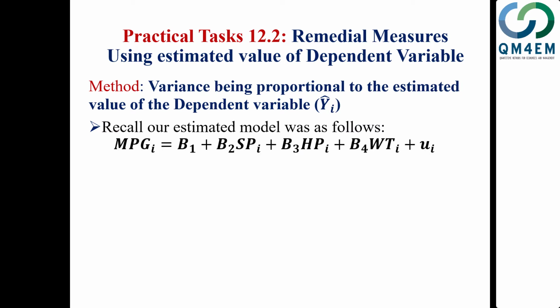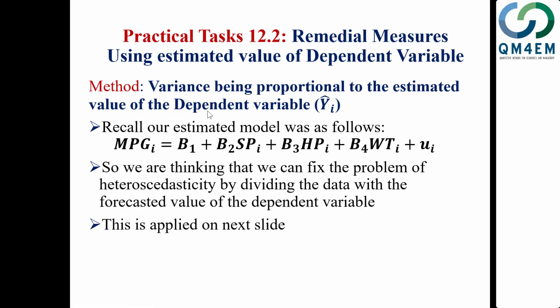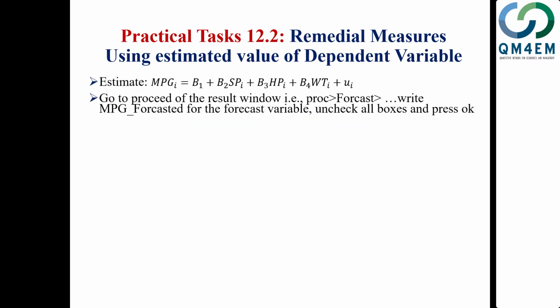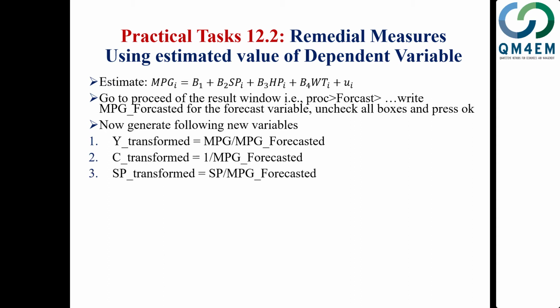All I asked you was to run a model of the data in which mileage per gallon was regressed on the top speed, on the horsepower, and on the vehicle weight. The dependent variable's forecasted value is proportional to the heteroscedastic variance. So use that for transformation of the observations and then check if the data is homoscedastic. The task was named 12.2 and you were asked to follow the following steps.